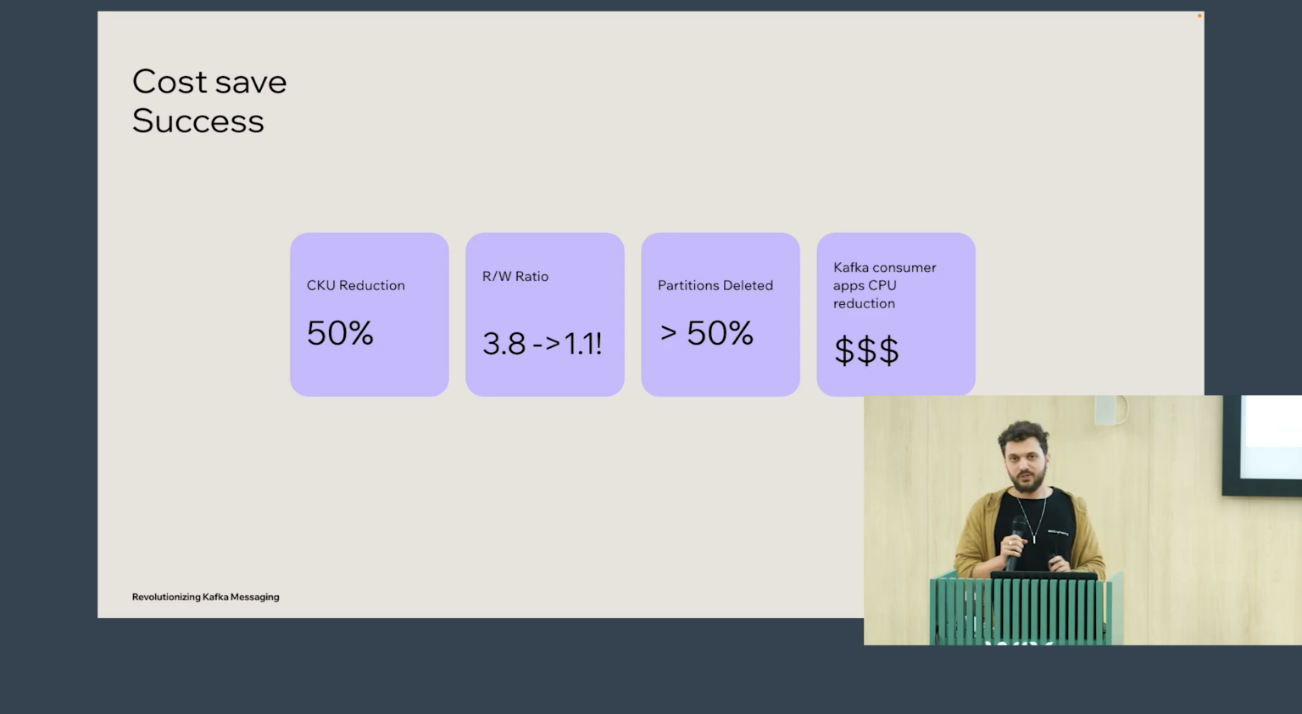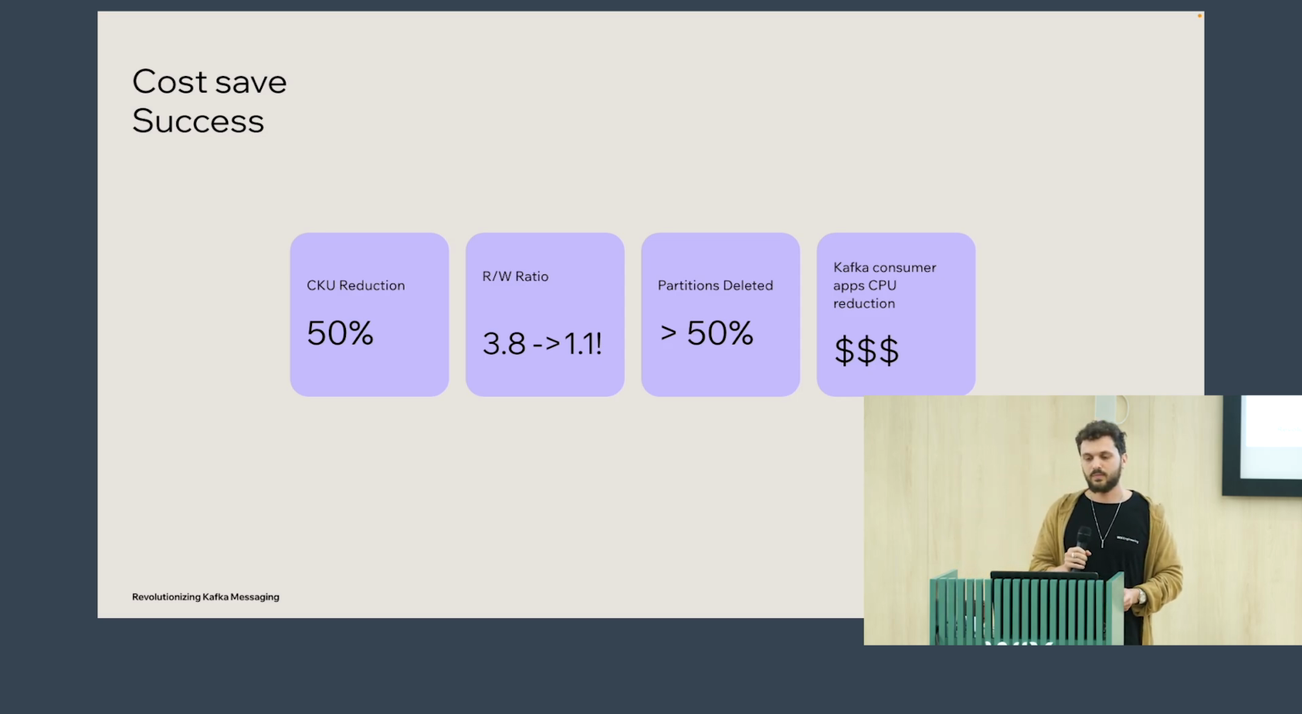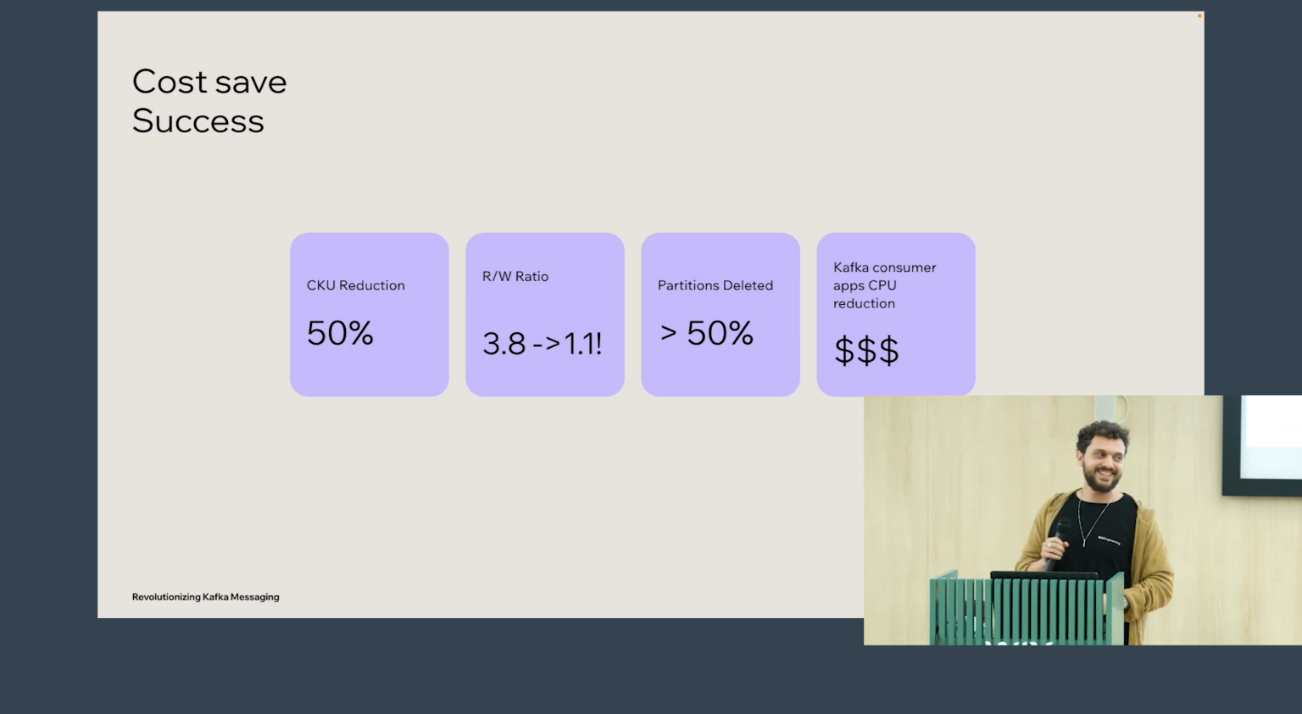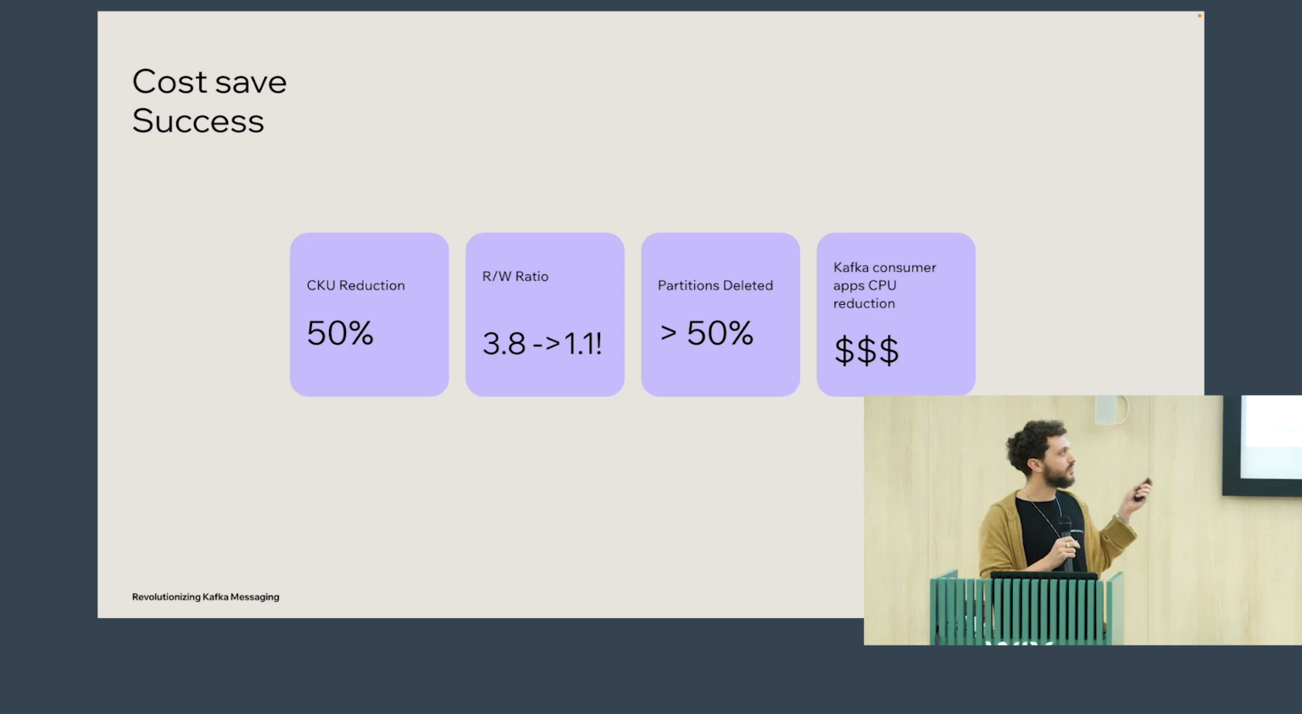So the proxy was a huge success. The read-write ratio dropped from 3.8 to 1.1. This created a throughput decrease. This allowed us to start a partition deletion initiative. All of that together with the reduced connections allowed us to reduce about 50% of the CKUs. Now, I'm not going to say the exact number, but it sums up to a huge amount of money.